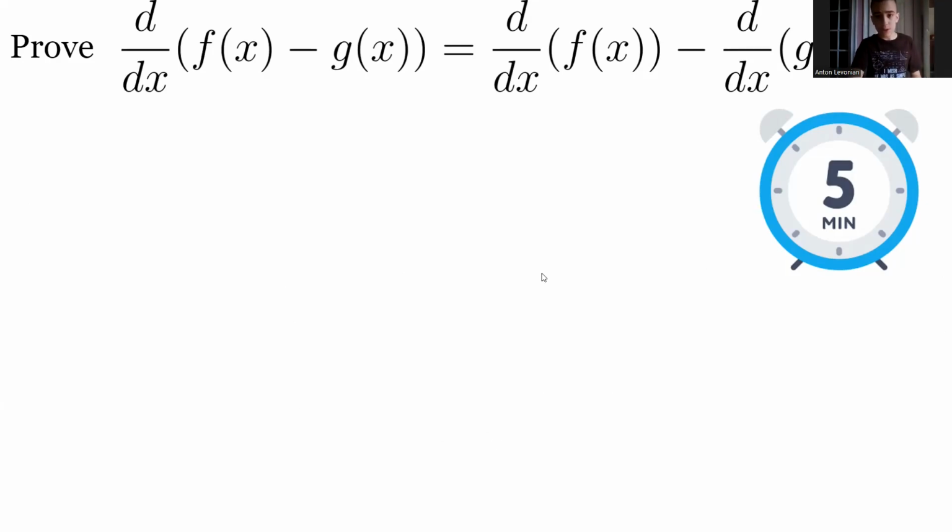I'm going to pause my screen share. So this basically says that the derivative of a difference of two functions is equal to the difference of their derivatives. So pause, try to prove this by yourself, and when you prove it, type done in the private chat or in the public chat, but preferably in the private chat, and once I have enough responses, I will go over the proof. So once again, I'll give you 5 minutes to do this approximately.